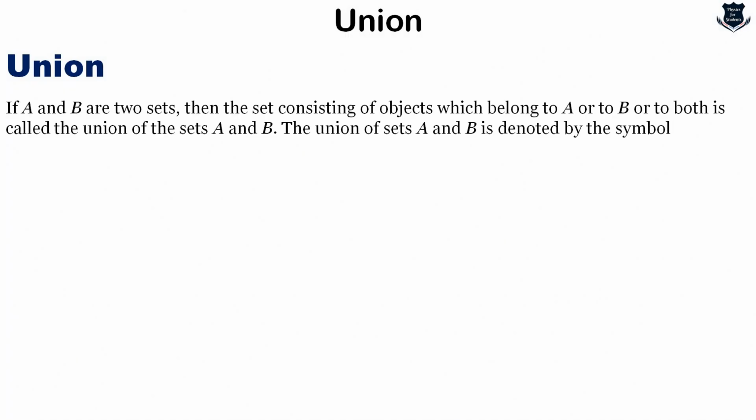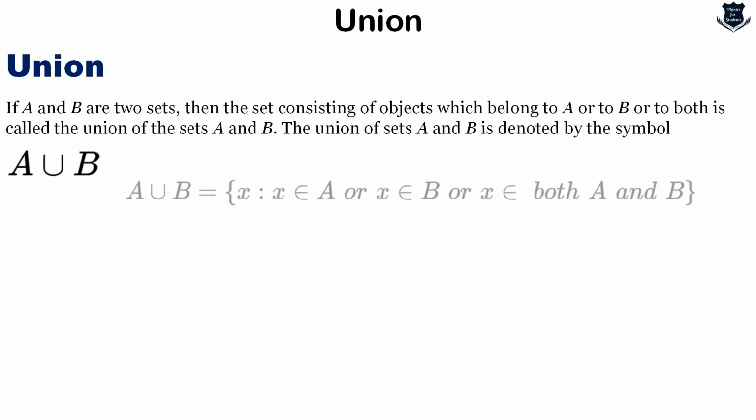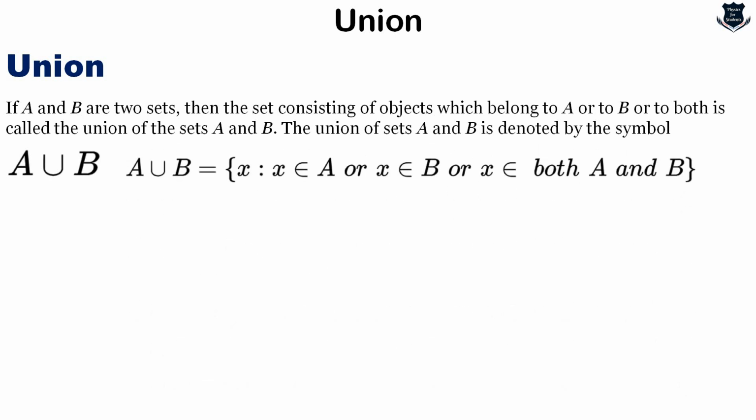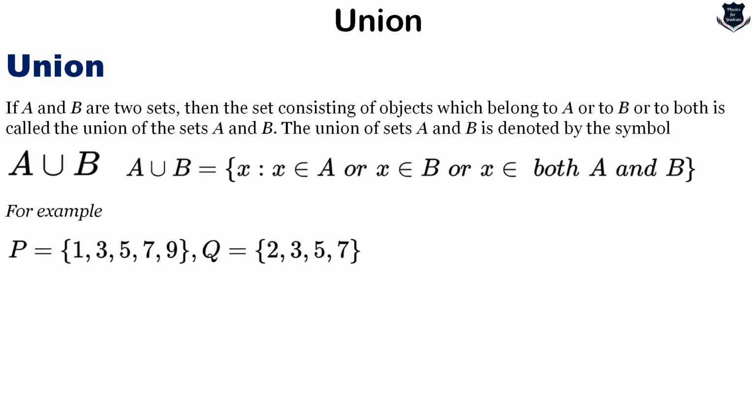Okay, so what is a union? If we take two sets A and B, then the set consisting of objects which belong to A or to B or to both is called the union of the sets A and B. The union is denoted by the symbol ∪. Simple, we call it union, so that is why it is a U. In set builder format, A ∪ B is {x : x is an element of A, or x is an element of B, or x is an element of both A and B}. Otherwise, how will the union happen?